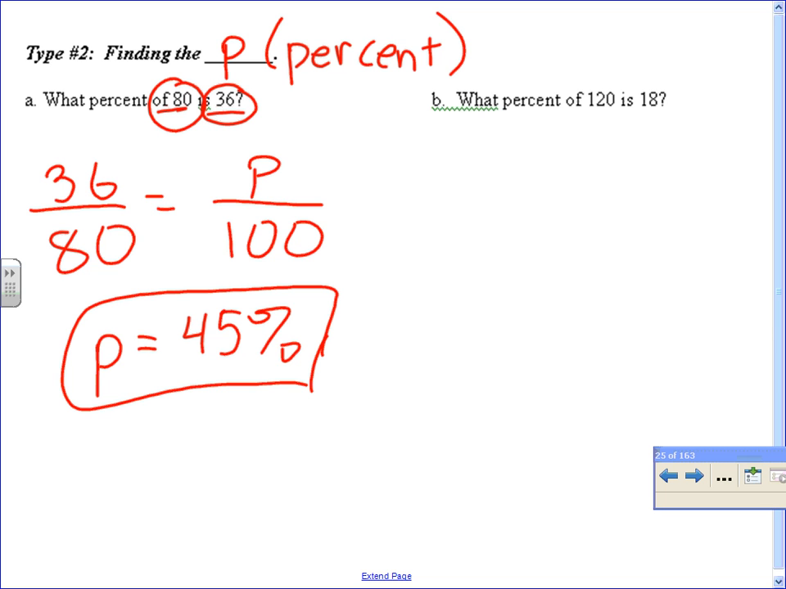45 times what? I didn't hear you. No. Do something easier. How can we check that one? Mary, how can we check that one? You mean 36 divided by 80. Check it. We want to check it. Right, or you could just take 36 divided by 80 and make sure you get 0.45, which is 45%.